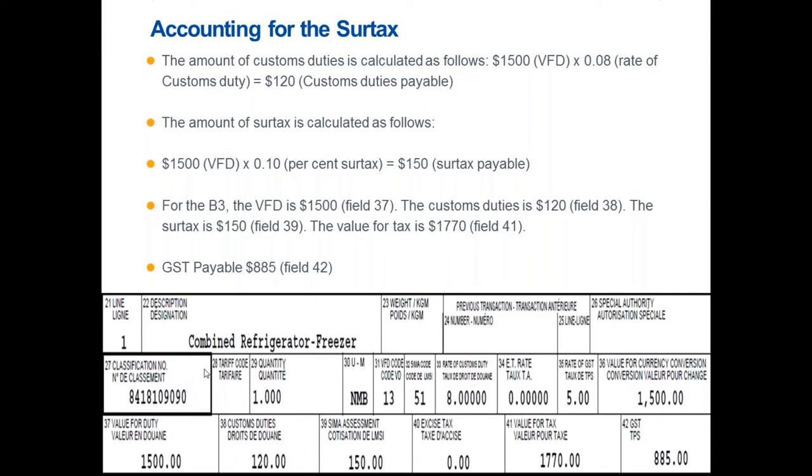Now, because this combined refrigerator freezer falls into table three, it's subject to a 10% surtax, which essentially means another $150 of surtax payable. Now, the $150 isn't assessed on top of the normal customs duties, it's assessed in addition to it. So we don't charge duty or surtax on top of customs duty on top of the value of the item. So it's an addition. So we take the 1500 plus the 120 plus the 150, and that gives us our value for tax. And essentially, that's what we base the 5% GST on.